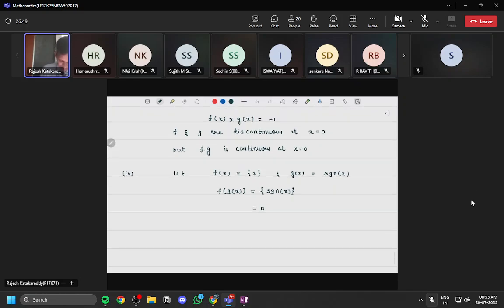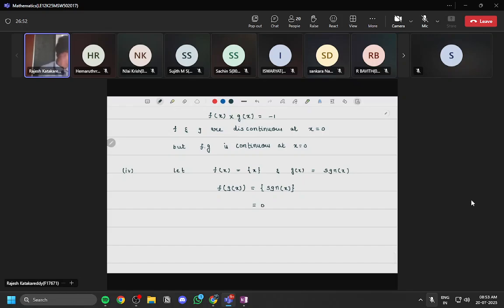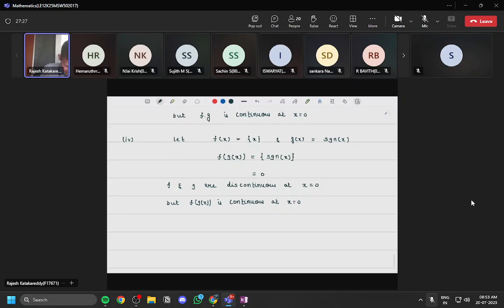Notice that, right? We can see here, at 0, will you agree with this statement? Here, f and g both are discontinuous at 0, right? Discontinuous at 0, but f of g of x is continuous at 0, correct? Now, as I said, one must be continuous, one must be discontinuous. For that, I can write in this way.